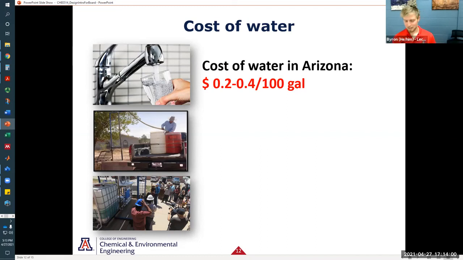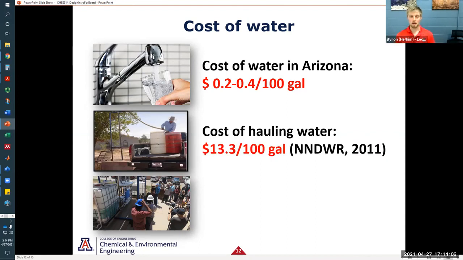And so this is actually incredibly shocking to me when I first learned this value. The cost of hauling water is $13.3 per 100 gallons. That is a lot of money, not to mention the time that's spent hauling water to and from, the gas, the vehicle cost is not in there as well. It is so expensive to haul water. And so if we can design some kind of system that could bring that down to a more equitable stance, that could be even better.